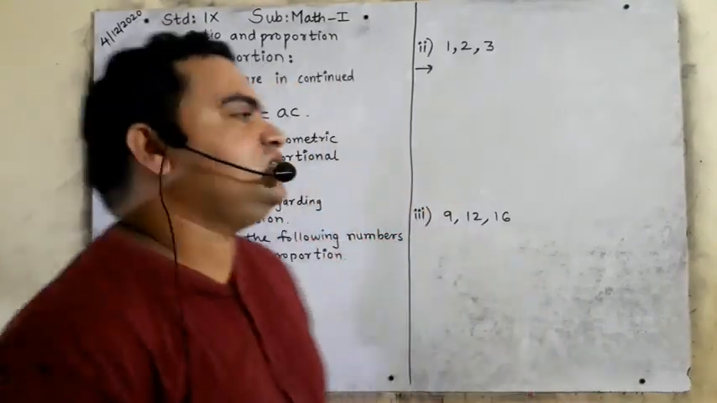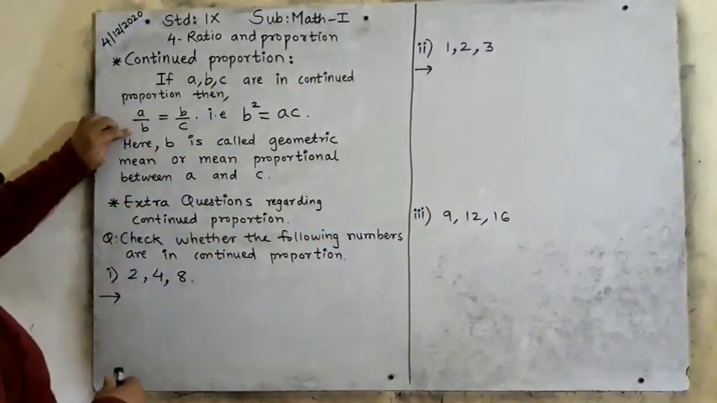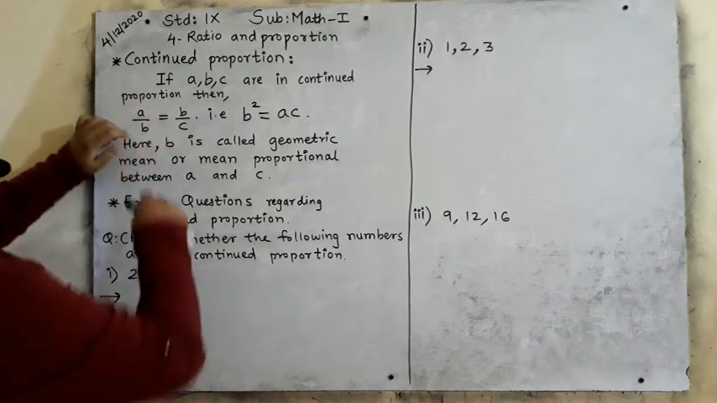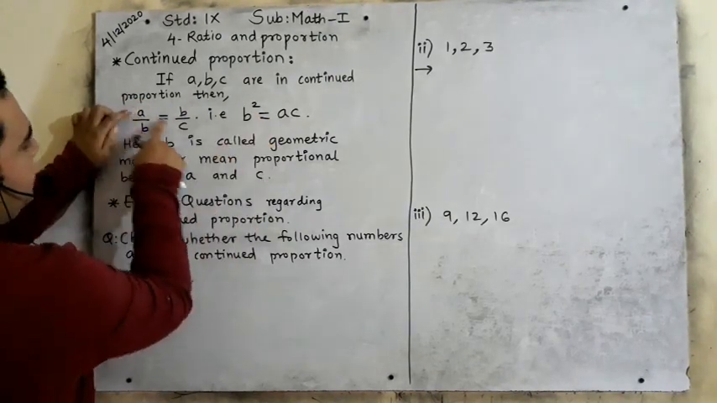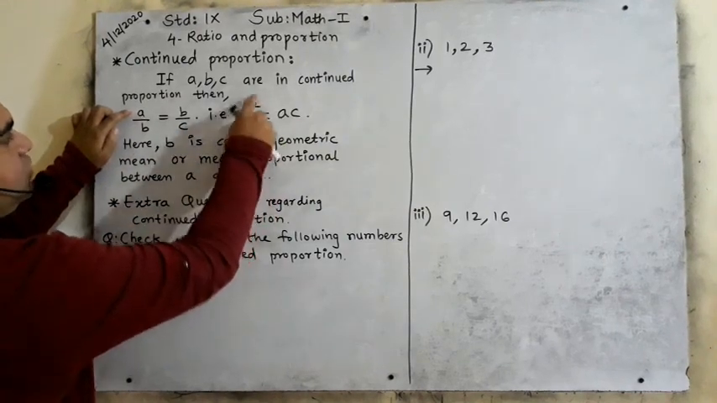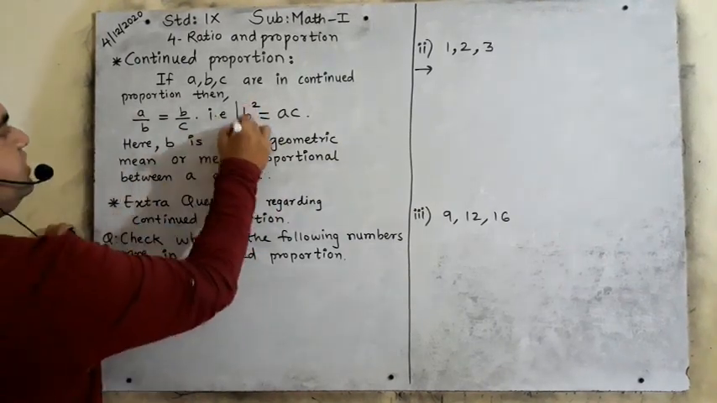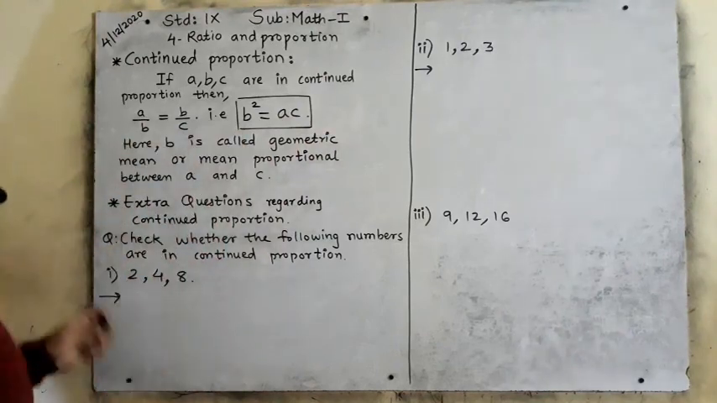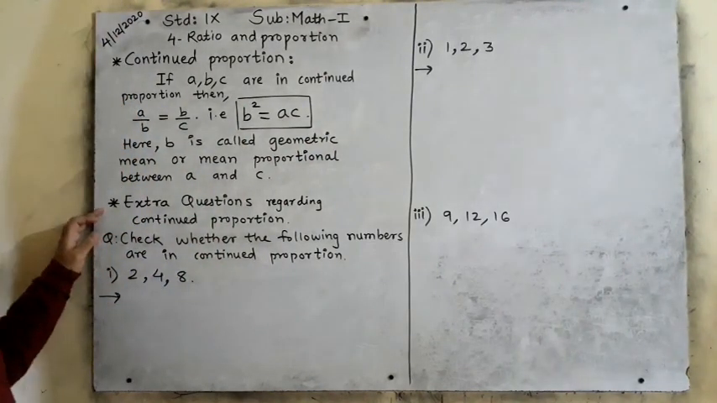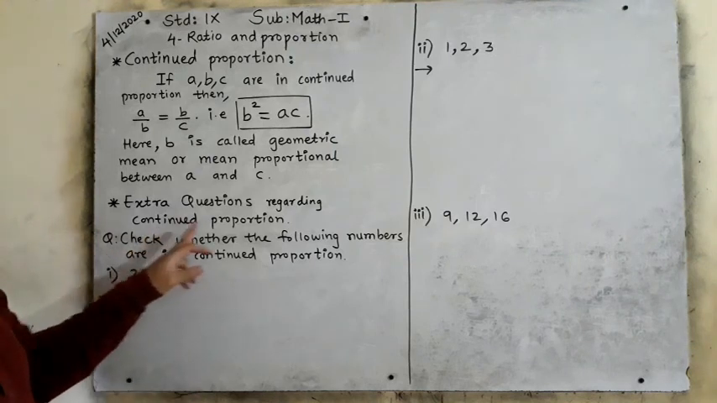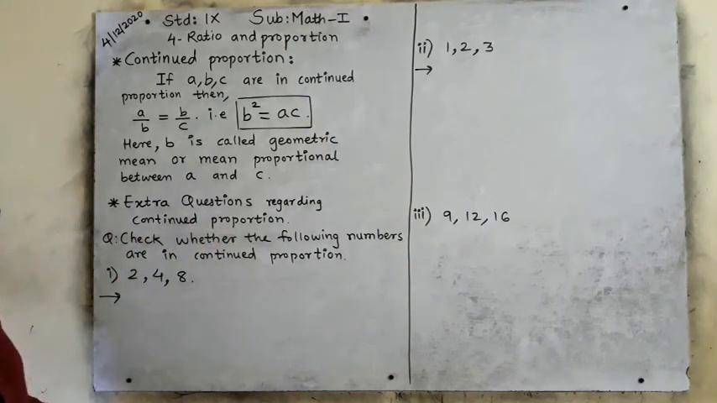Is it clear? So what is continued proportion? A upon B is equal to B upon C. So B will multiply with this B, it will be B square is equal to A multiplied by C, AC. B square is equal to AC. This you have to remember, what is continued proportion. Now see some extra questions I have given below regarding continued proportion. So please look at the board.